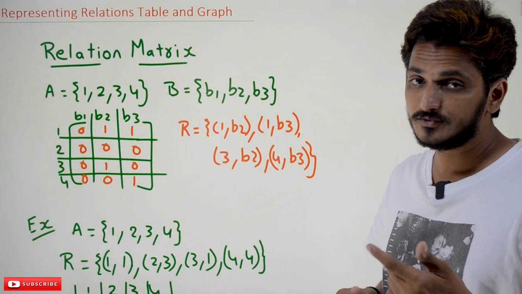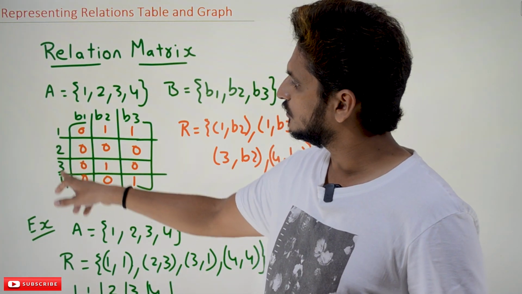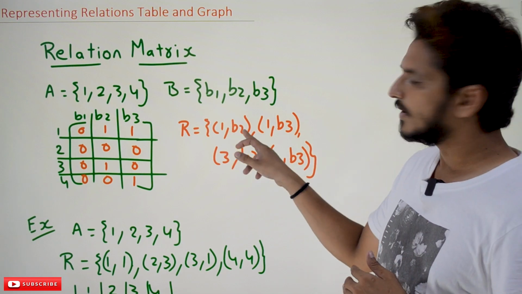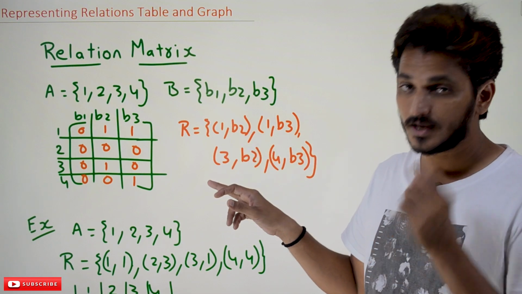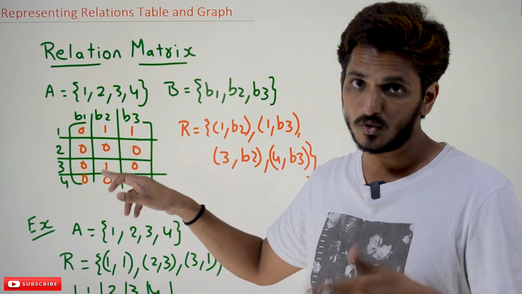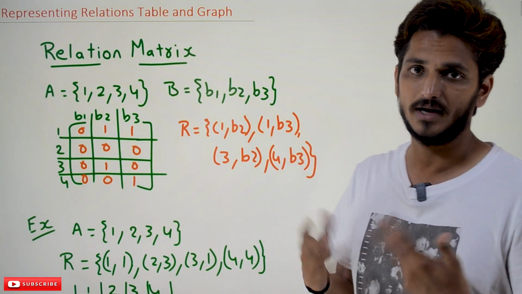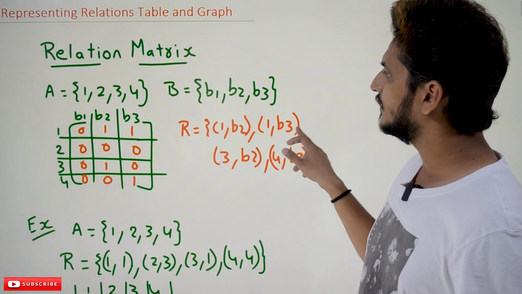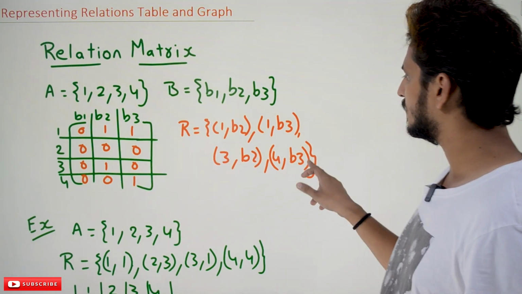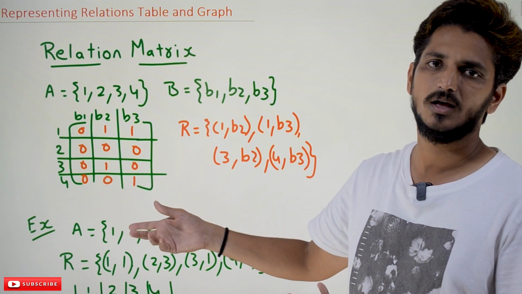So using matrix form, how are we going to show that? On the row side we write 1, 2, 3, 4. On the column side we write b1, b2, b3. For (1, b2) we have a relation. Wherever there is a relation we place 1. If there is no relation we place 0. That is the logic we follow in matrix form. So (1, b3) has a relation, (3, b2) has a relation, (4, b3) has a relation, and the remaining are all zeros.